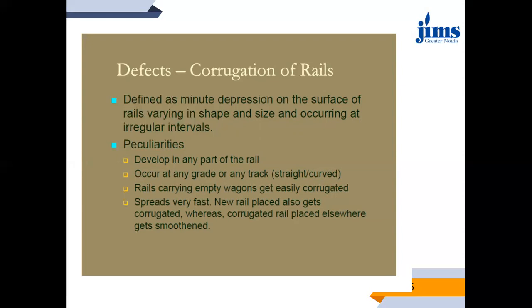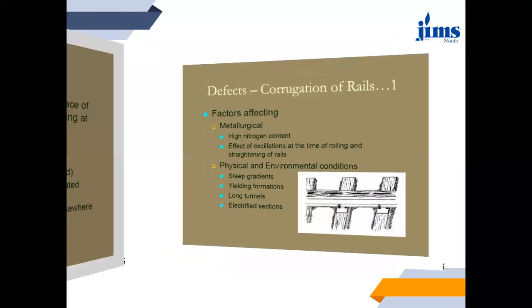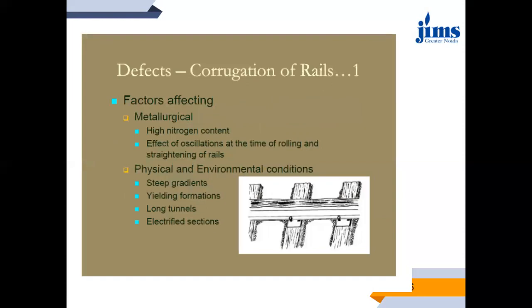Then one more thing about this corrugation of rails is that it spreads very fast. So new rails placed also get corrugated, whereas corrugated rails placed elsewhere get smoothened sometimes. Okay. So this corrugation can arise either due to rolling stock, and sometimes it arises due to weathering action also, but ultimately it is a major defect of rail section. So let's study what are the factors which influence the corrugation of rail.